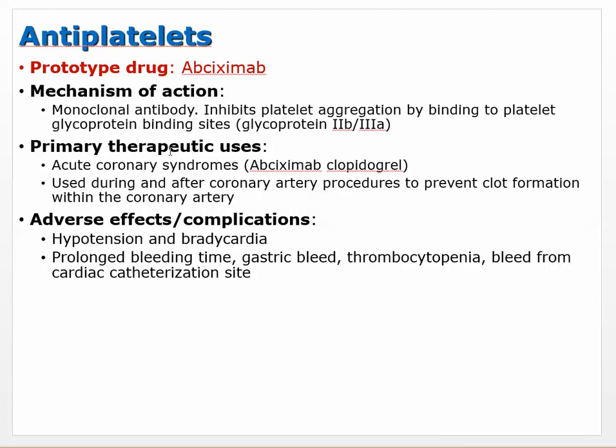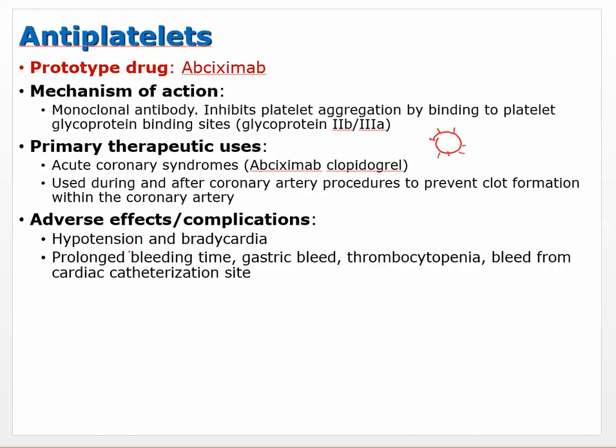Okay, abciximab, that is our monoclonal antibody. Inhibits platelet aggregation by binding to that glycoprotein, the glycoprotein 2B3A that's found on the surface of platelets. So it binds to that, blocks that, so the platelets can't aggregate because they need that protein to aggregate. Acute coronary syndrome is a use for this. Acute coronary syndrome is used during and after coronary artery procedures to prevent clot formation within the coronary artery. So abciximab, clopidogrel are useful for that.